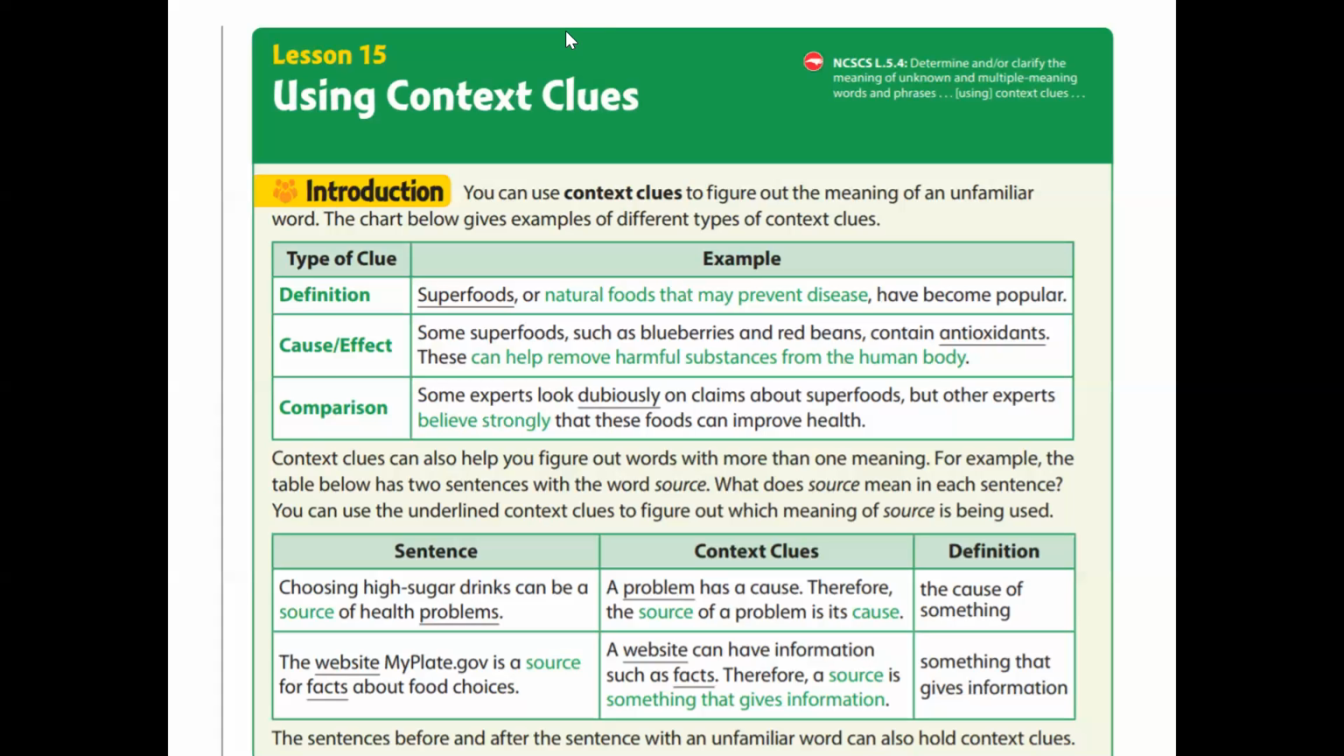Some experts look dubiously on claims about superfoods, but other experts believe strongly that these foods can improve health. Okay? So if some experts look at it dubiously, as far as superfoods go, but others believe strongly, then what must dubiously mean?